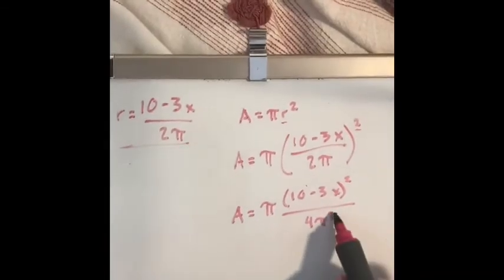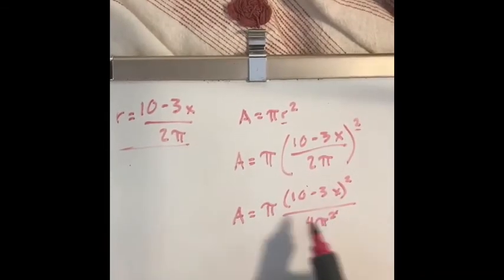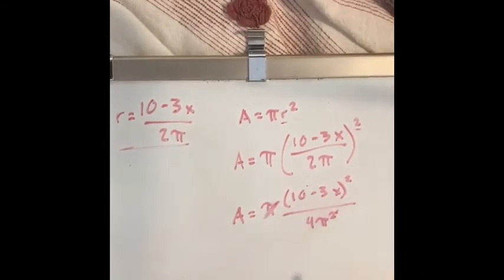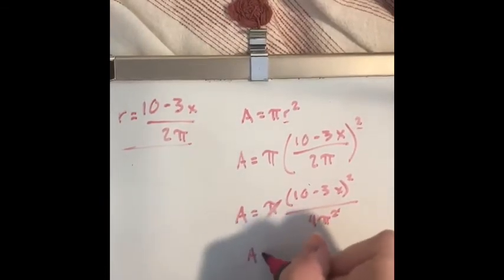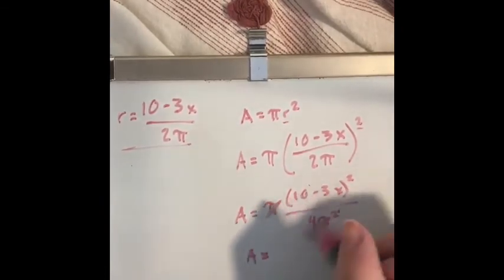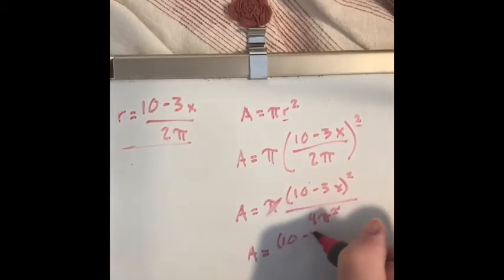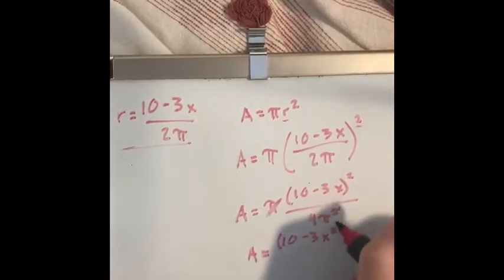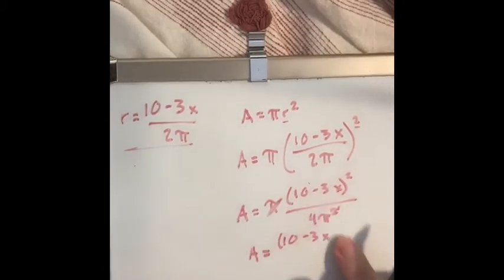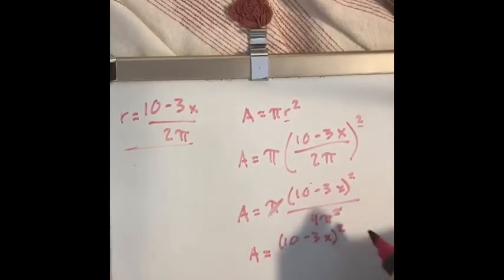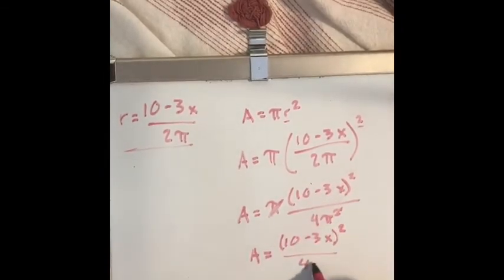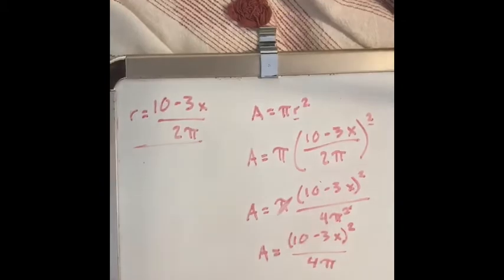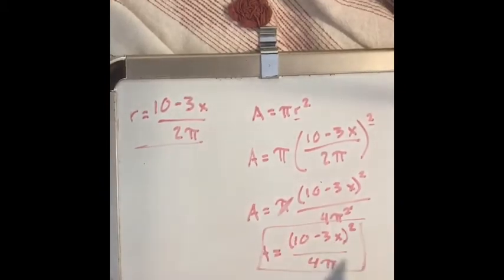If you notice, we can cancel out one of the pi's down here with the pi multiplying the whole equation. So area of the circle will be equal to 10 minus 3x squared over 4 pi. Ooh, I wrote that wrong. And this is our area of the circle.